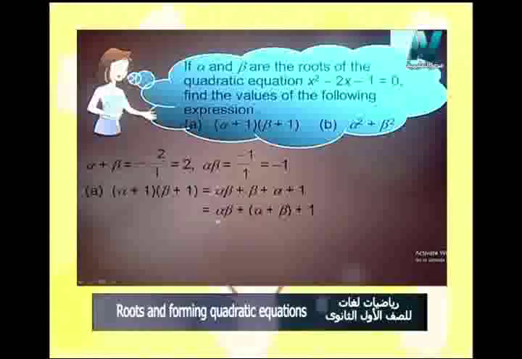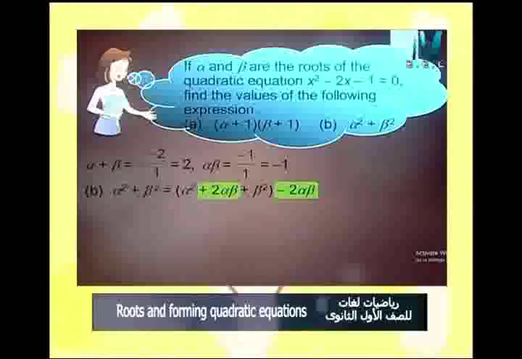Alpha beta here and alpha plus beta will be with each other, because they are the sum and product of the roots of the original equation. Alpha plus beta equals 2, and alpha beta equals negative 1. We will substitute here: alpha beta equals negative 1, alpha plus beta equals 2, and we have 2 also, so the answer equals 2. Yes, move to B.